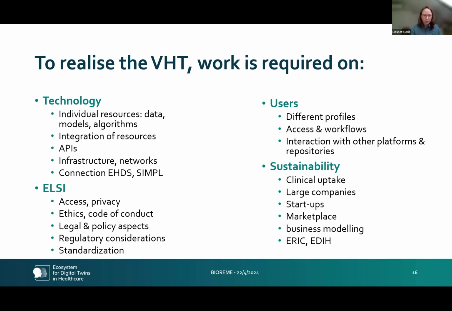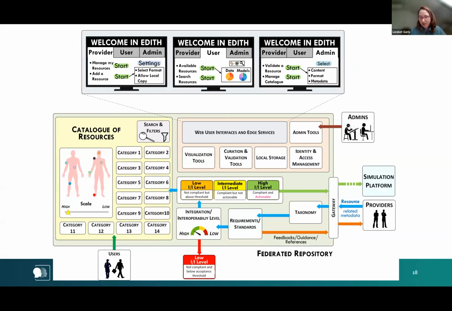So very briefly on implementing the vision, because the coordination and support action does not need to implement this. We need to write the roadmap on how this will be done and how we foresee this as a 10-year program that will take, of course, much more public funding to realize. We do need to provide a proof of concept repository and catalog. And what we are working on is a very standard layout of this repository.